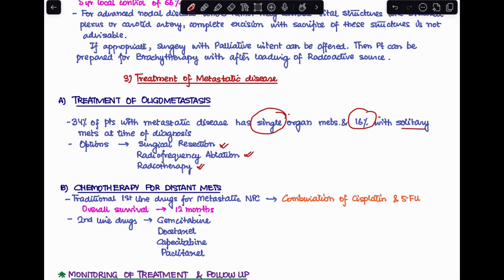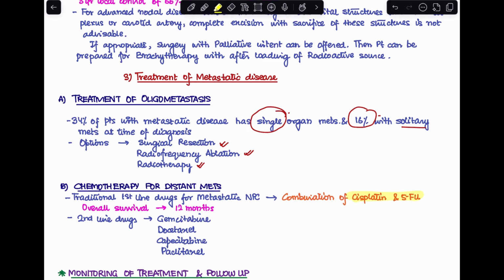If there are distant mets, we can also use chemotherapy. In that case, the drug of choice would be cisplatin along with 5-fluorouracil. And the usual overall survival in these cases is 12 months. And second line drugs involve gemcitabine, docetaxel, capecitabine, and paclitaxel as well. So that's all about the treatment aspect of nasopharyngeal carcinoma. Our mainstay of treatment being radiotherapy, and in advanced cases, we add in chemotherapy along with it.